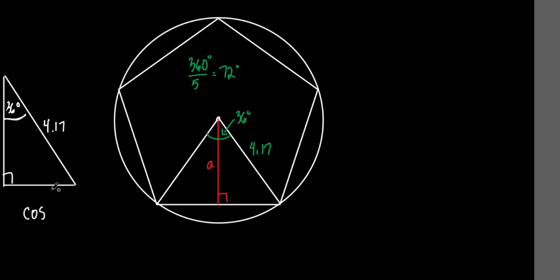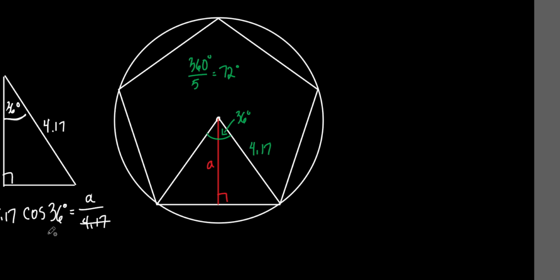So the cosine of what? 36. That's right, because this is adjacent to the 36. So I use the 36. The cosine of 36 equals the adjacent, which is A, over the hypotenuse, which is 4.17. Now the math is super easy. If I want to get A by itself, I have to get rid of 4.17. So I multiply both sides by 4.17. Everybody see that?